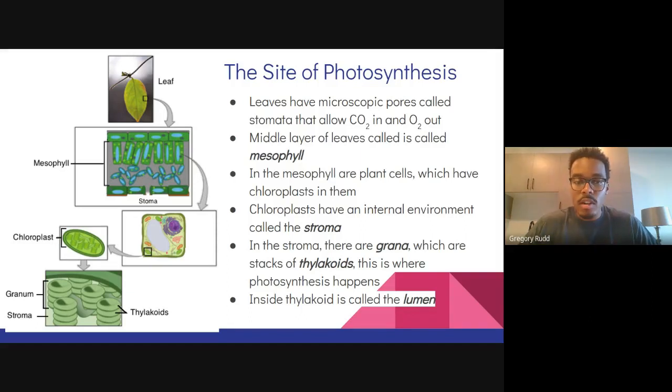And inside of the chloroplast, that internal environment is called a stroma. And inside of a single chloroplast, there are a lot of what we call thylakoids. These thylakoids are actually the site of photosynthesis. They have a lot of chlorophyll, which allow them to absorb sunlight and use it for photosynthesis.